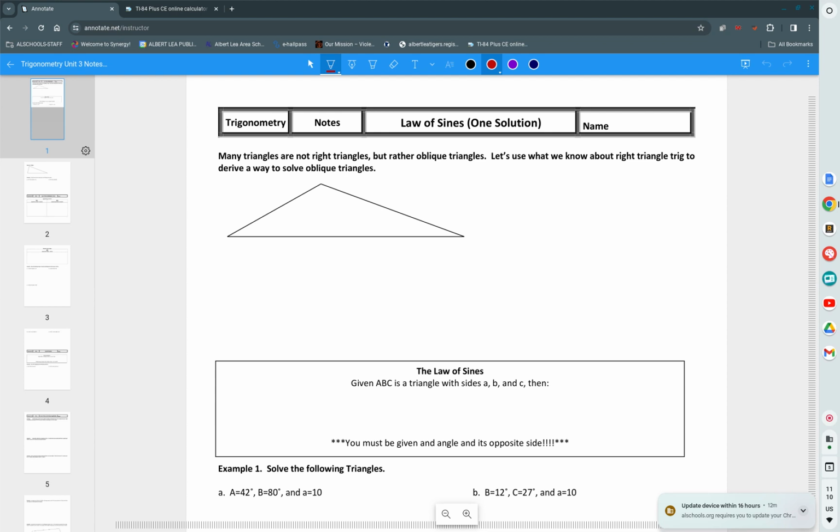Let's get to the lesson. All right. So back when we did SOHCAHTOA, SOHCAHTOA, that dealt with what we call right triangles. Today we're not dealing with right triangles. We're dealing with what we call oblique triangles. Oblique triangles don't have a right angle.